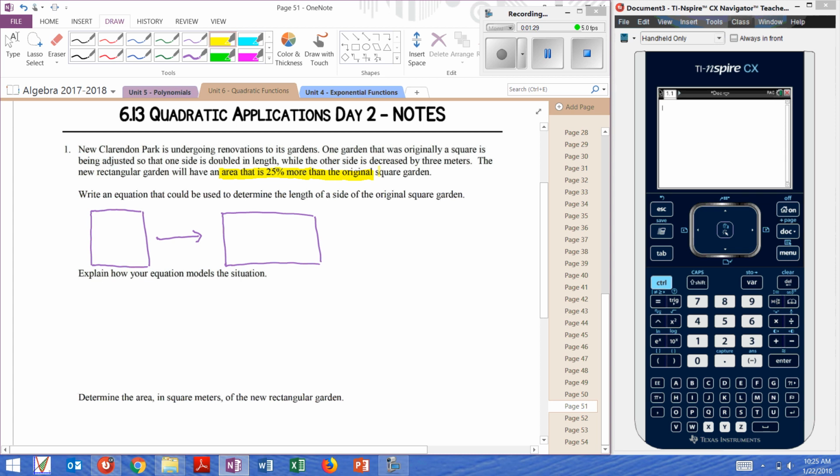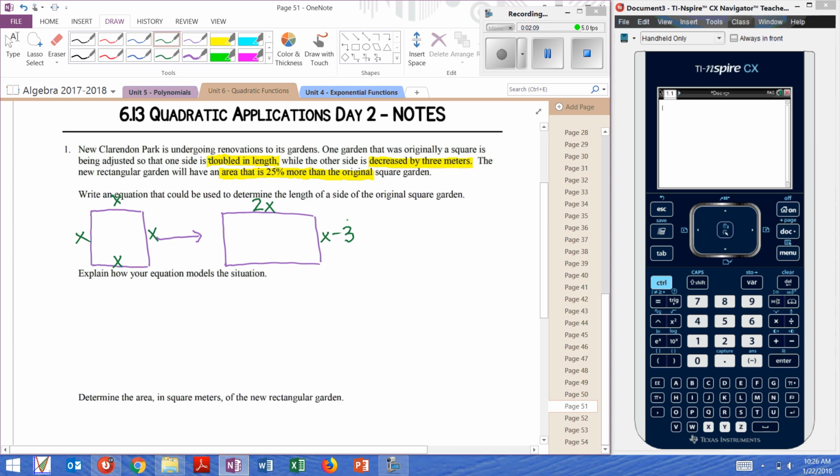All right, so one garden, it was originally square. We don't know those side lengths, so let's just label those x. Well, all of them would be x, right? It's a square, so they're all the same side lengths. X would be the original side length of the garden. And then one side is doubled, so doubled would be twice x. And the other one is decreased by 3 meters, so decreased by 3 meters means we're taking away 3 meters from x.